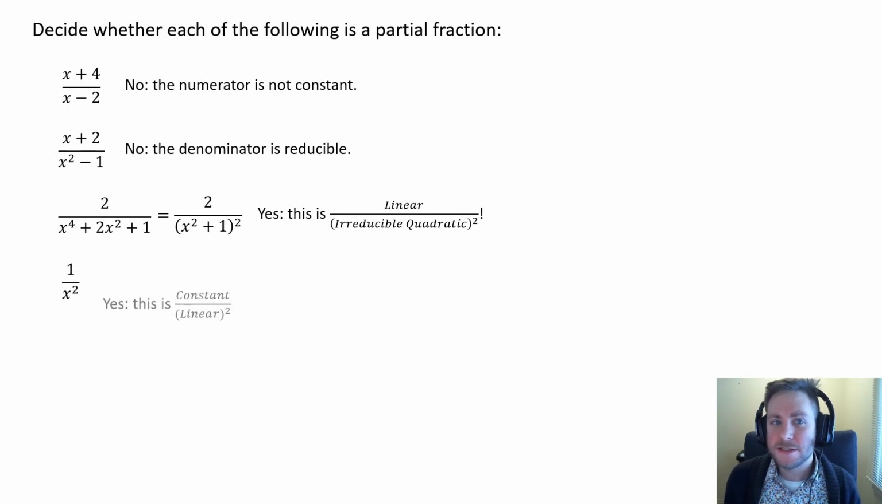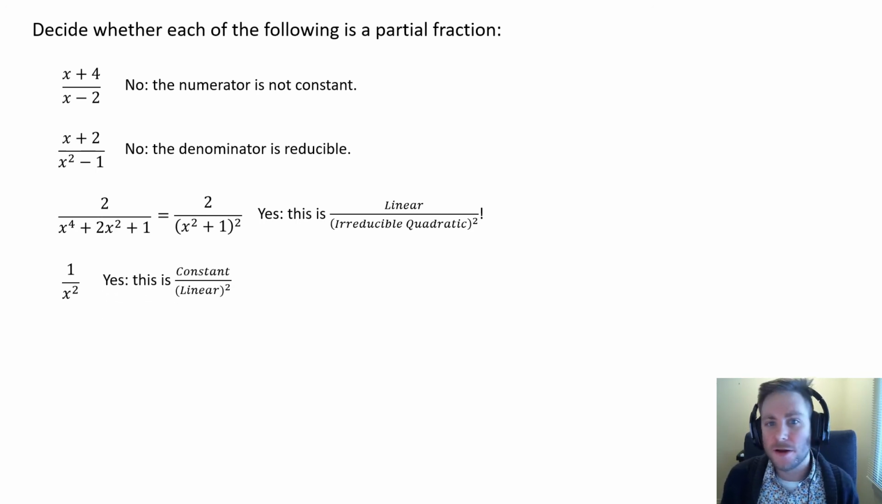And this last example is a partial fraction of type constant over linear squared. Be careful not to classify this one as linear over irreducible quadratic. The denominator here is quadratic, but it's also reducible because it can factor as x times x. So constant over linear squared is the correct way to think about this one as opposed to linear over irreducible quadratic.